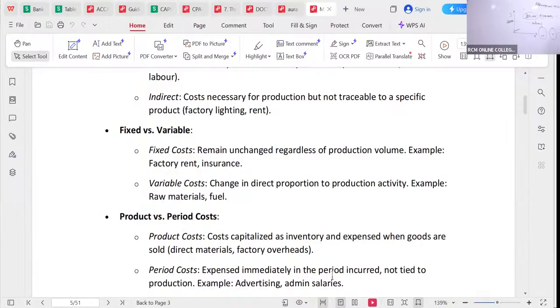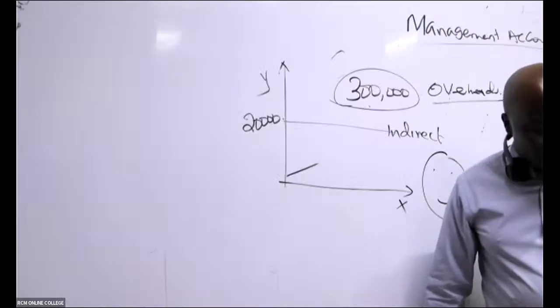They are not tied to production. Examples are advertisement and administration salaries. Product costs are costs that are capitalized as inventory and expensed when goods are sold, like direct materials and factory overheads. Please listen to me very well.